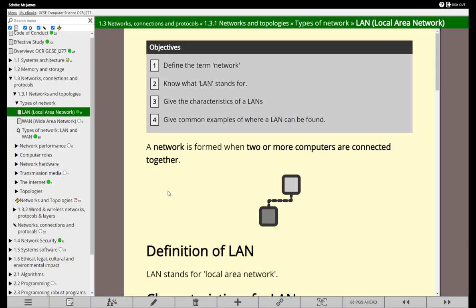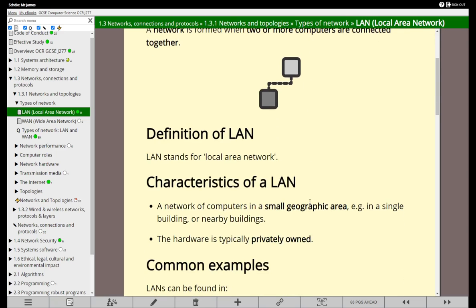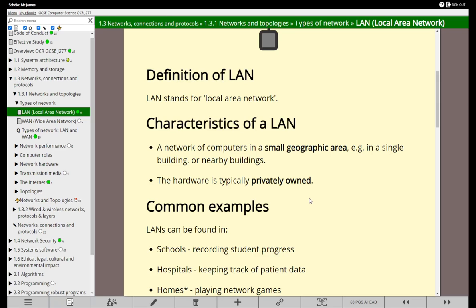Great. The two different types of network that we need to know about are a LAN and a WAN. So we're going to learn what those terms mean. We're going to be able to hopefully give characteristics of them and give some common examples. So let's start off with a LAN. LAN stands for Local Area Network.